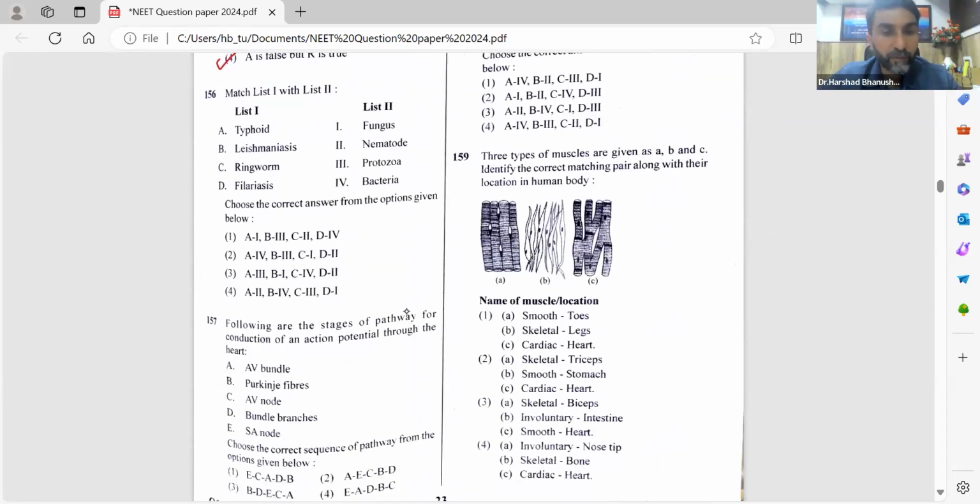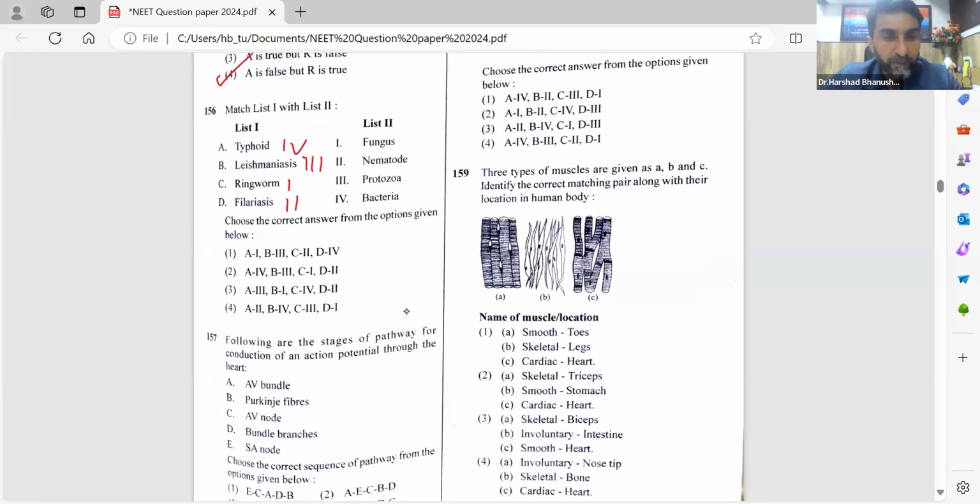Next, typhoid is caused by bacteria. So A would be 4. You will have leishmaniasis, that is B would be 3, it's a protozoan. Ringworm is a fungus, so C would be 1. There's only one option which matches here, and filariasis is a worm. So you have A4, B3, C1, D2.